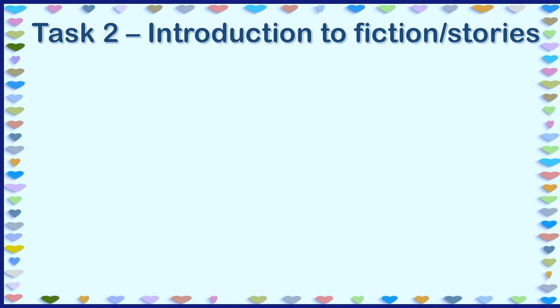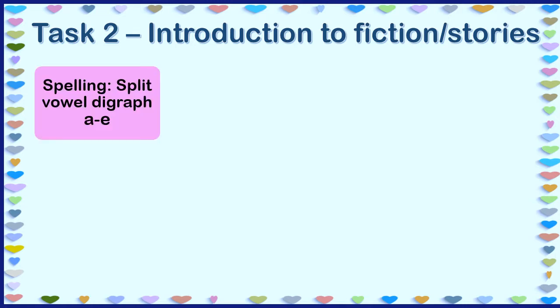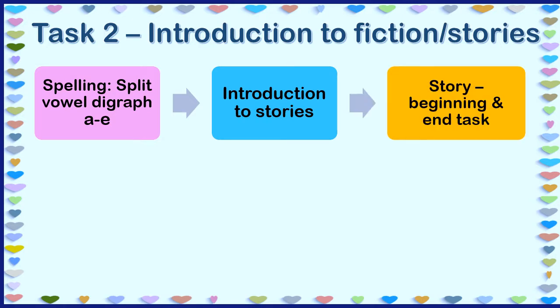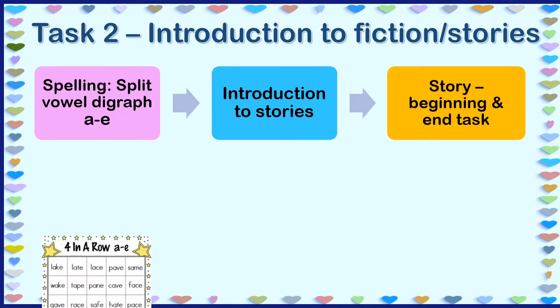So today we're starting with task 2, and it will be an introduction to fiction or stories. You will be doing spelling today of the split vowel digraph AE. We'll be doing an introduction to stories, and then we'll be doing a task at the end involving the beginning and the end of a story.